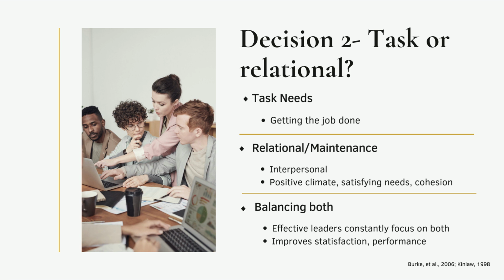And this is where I'm reminded of that three circle Venn diagram that we looked at earlier that talks about tasks, teams, and the individual. Because this model focuses on task and relational needs, because research has linked the two to more effective teams. So, effective team leaders are constantly focusing on both task and relational issues and making sure that there's a balance of the two.